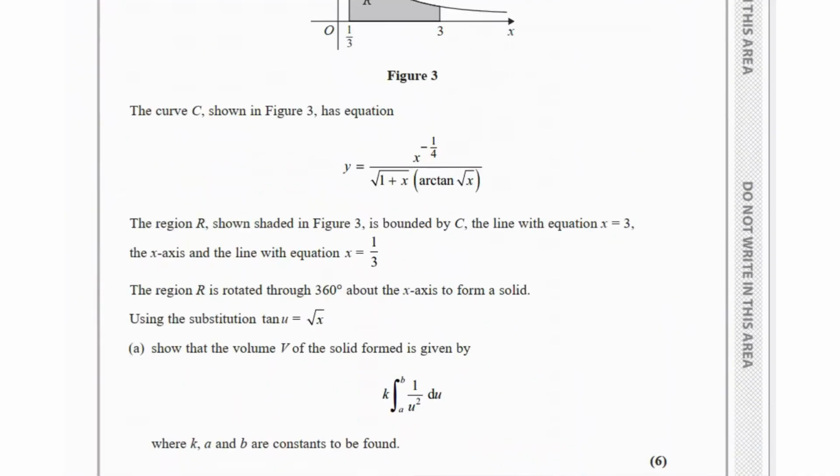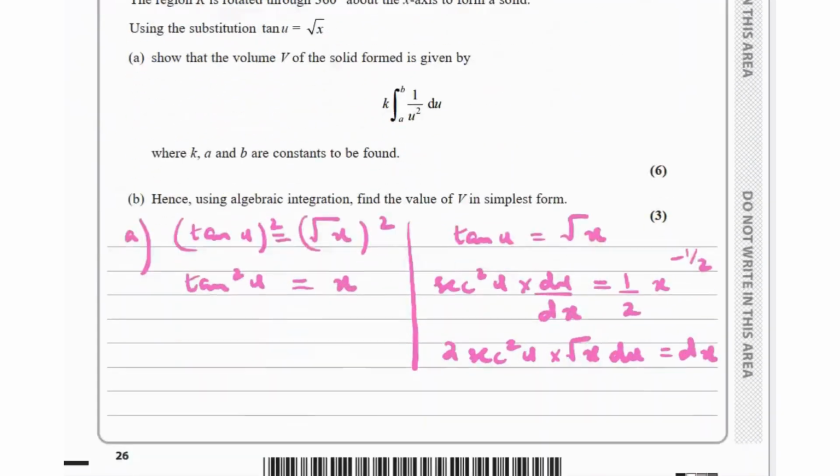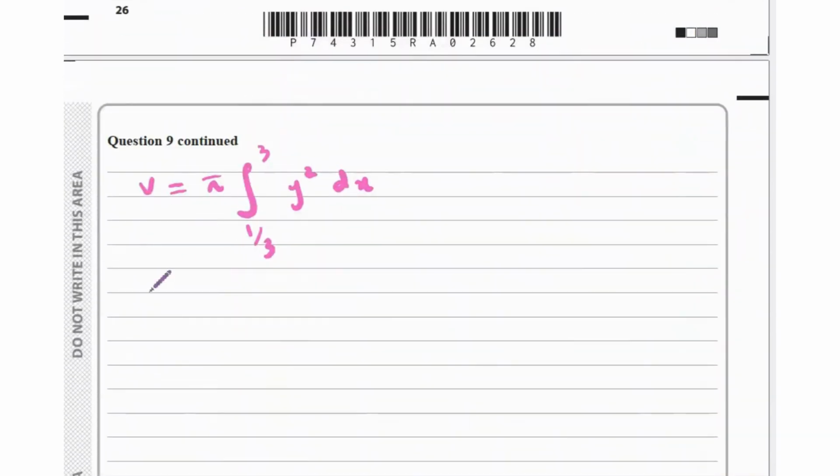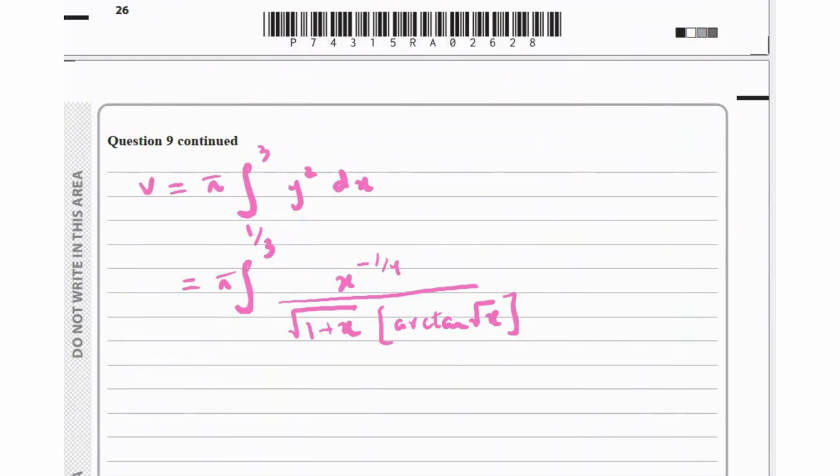Since we're rotating through 360 degrees about the x-axis, we're going to square y. So that's pi times the integral of y squared. So y is x to the power of negative 1 over 4 over root of 1 plus x times arc tan of root x, and all of this is being squared, dx from 1 over 3 to 3.